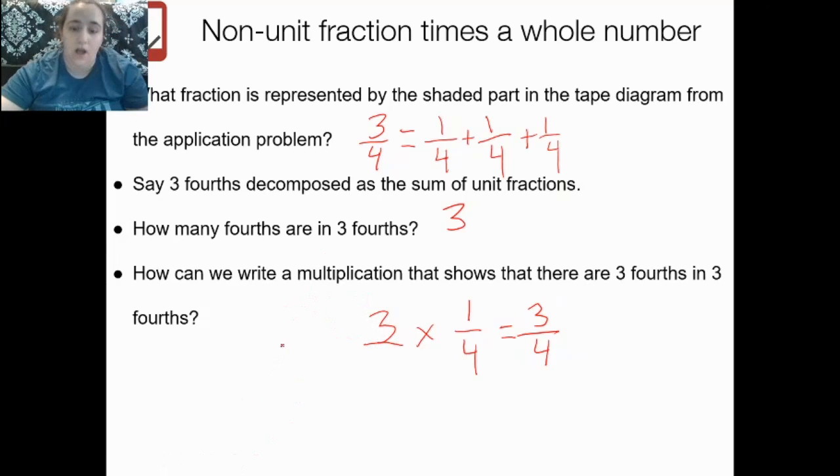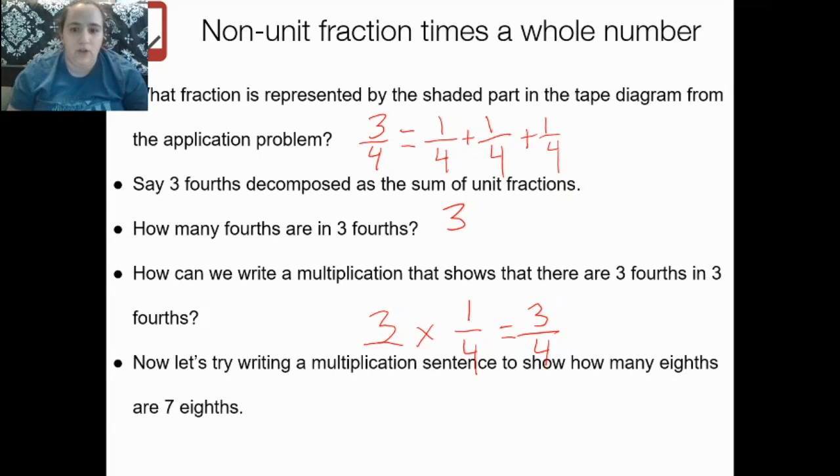So we can write this as a repeated addition as 1/4 plus 1/4 plus 1/4, or you can write this as a multiplication equation and say that there are 3 1/4s. So we're going to multiply 3 times 1/4, and that will give us 3/4. So it's nice and easy. It's basically the exact same thing, except it's in fraction form.